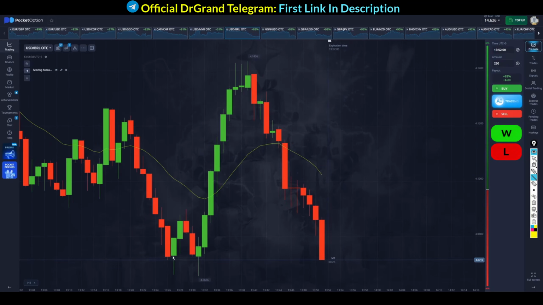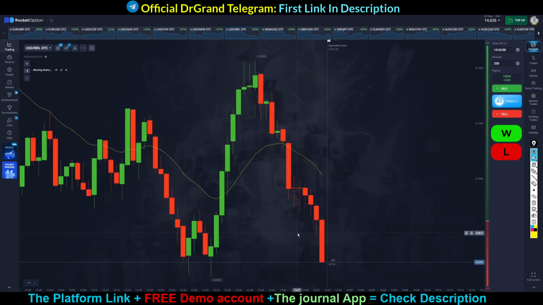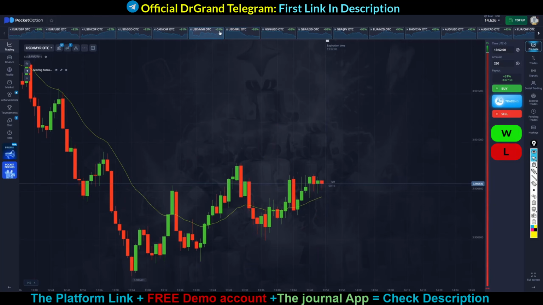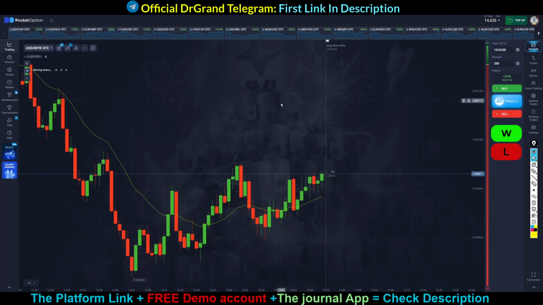Okay. So we have another opportunity for a third touch breakout right here after this candle closed. I will remove these low percentage pairs because I just don't want to accidentally take them, and I will always add the high percentage pairs.